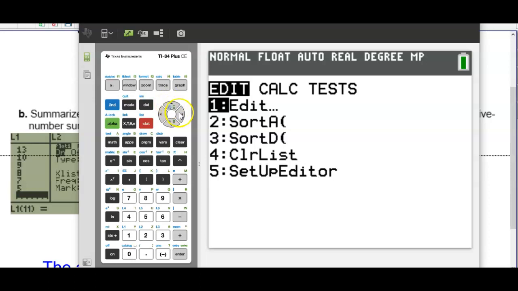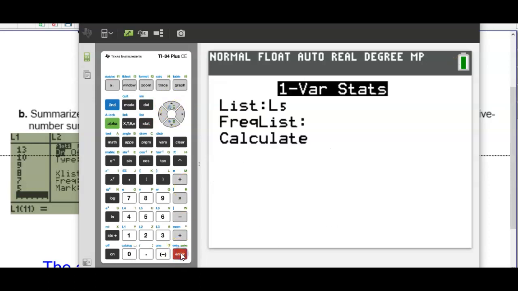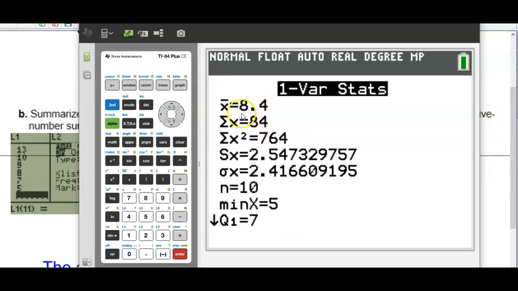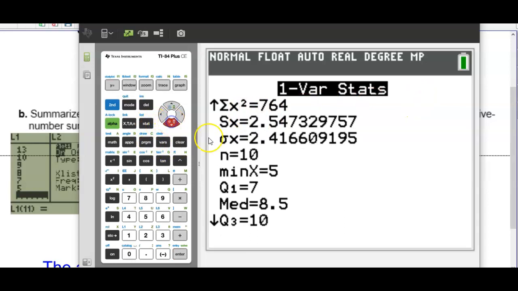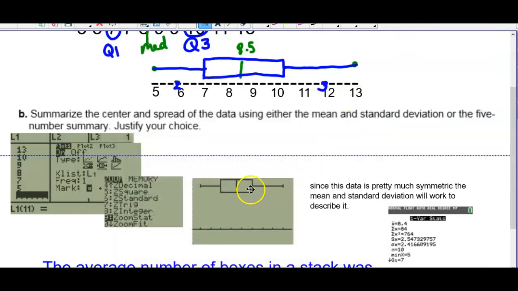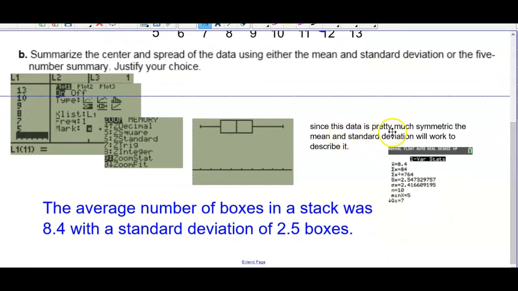So then we would go stat, calculate, one variable stats. It is list 5. I don't know how I managed to have that in there. But the mean is 8.4 boxes in a stack with a standard deviation here of 2.5. So I hope that's what I wrote at the bottom. Since this data is pretty much symmetric, the mean and standard deviation will work. The average number of boxes in a stack was 8.4 with a standard deviation of 2.5 boxes. All right.